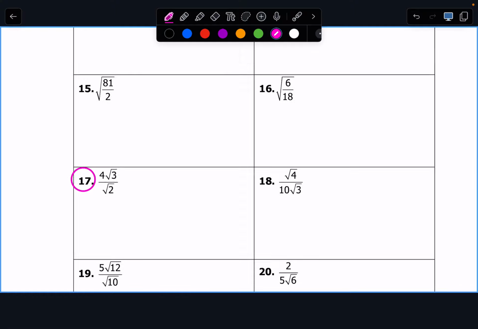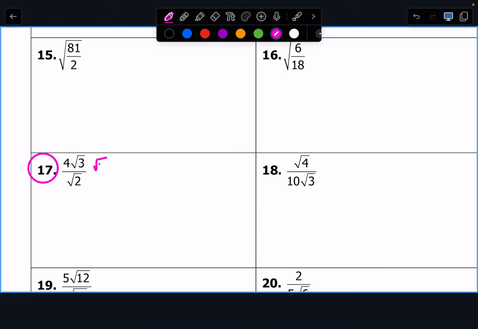Okay, did you multiply numerator and denominator by radical 2? So what do we have in our numerator? 4 radical 6. And what about our denominator? Just radical 4. Just 2. Okay, radical 4, which is 2. Okay, now, here's where we need to be careful. Will you make sure you have this? 4 radical 6 over 2.